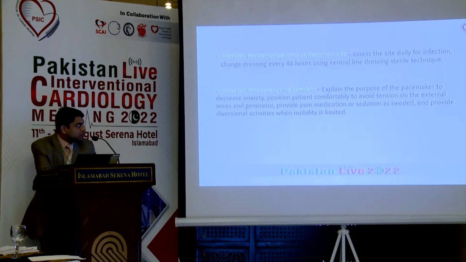This is the second most important thing: you should be looking after the patient for any infection at the procedure site and change the dressing after 48 hours. Assess patient safety and comfort. So after you have done the pacing, the patient is in an anxious state.